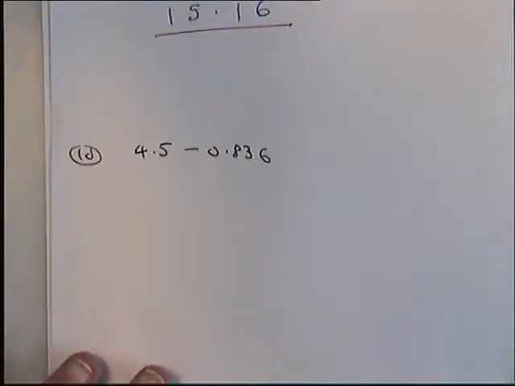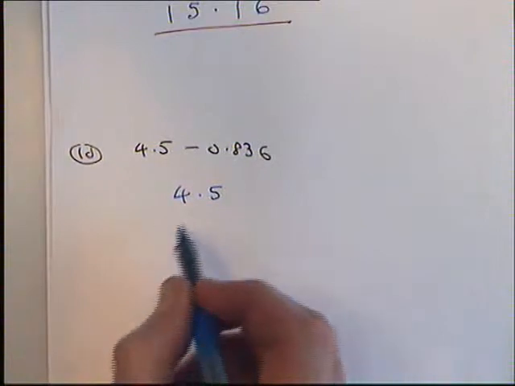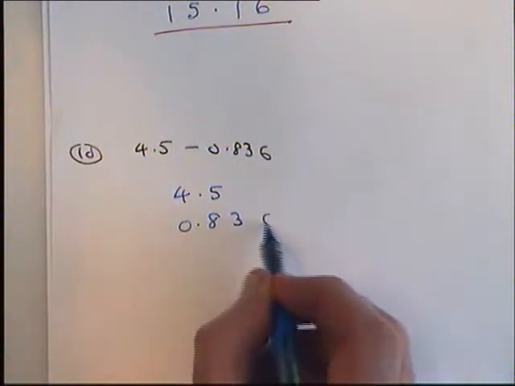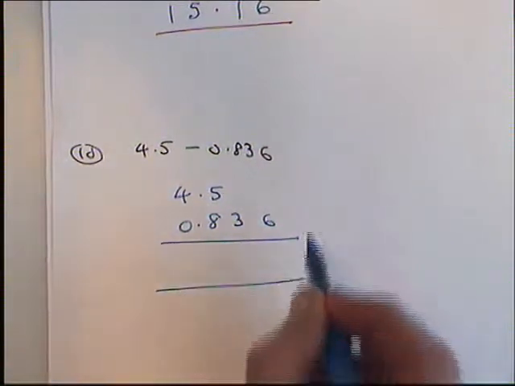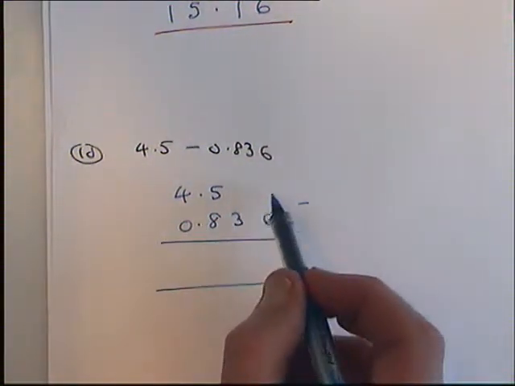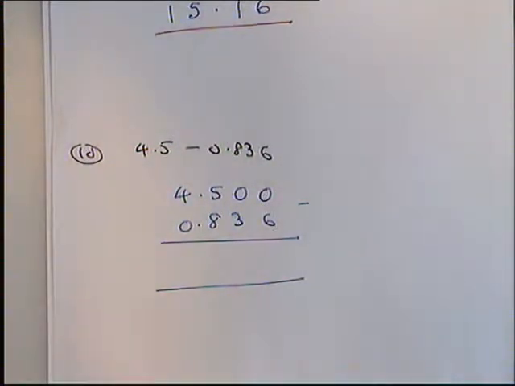The next example I'm going to look at is 4.5, which I'll write down first of all. Take away 0.836. And I've made sure I've lined that up so the points are underneath each other. There are spaces here, and if you want to fill those in with zeros, well, you really need to in this example. So we'll fill those spaces up with zeros.